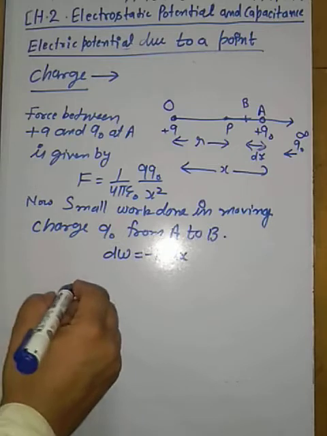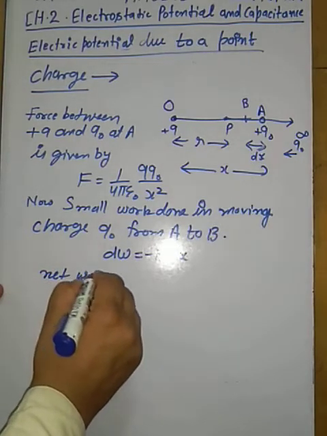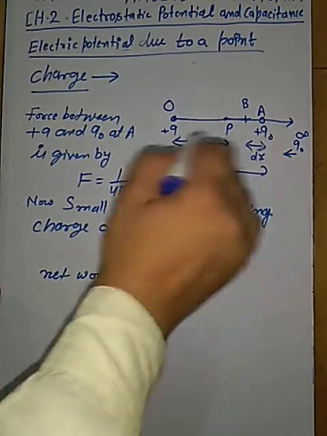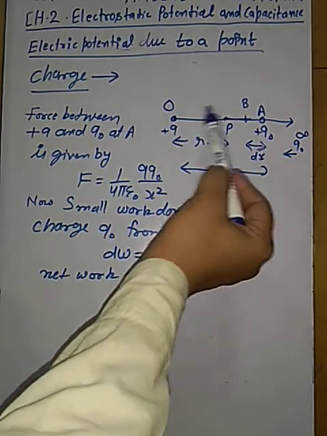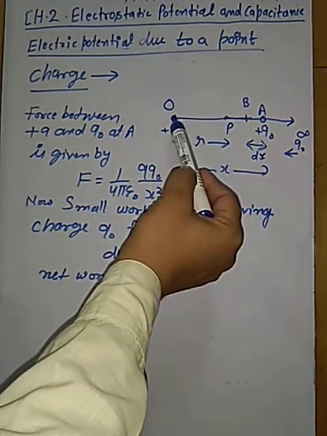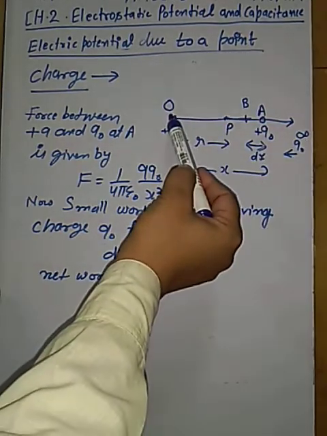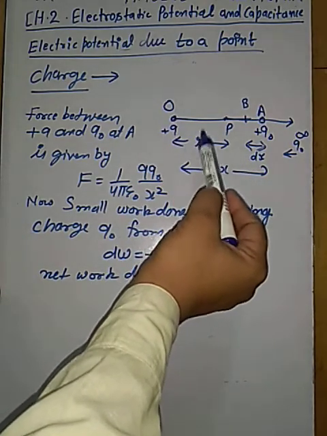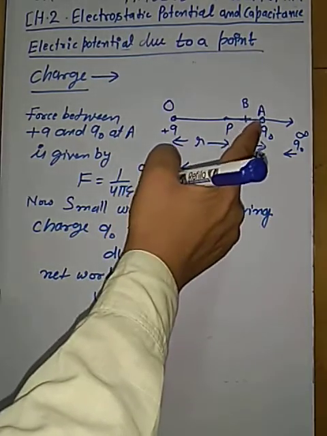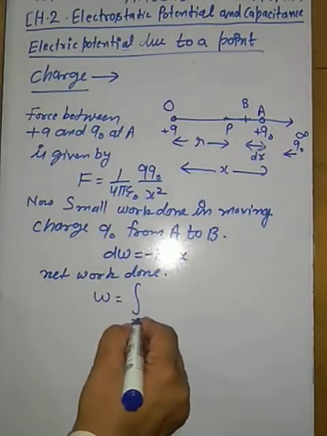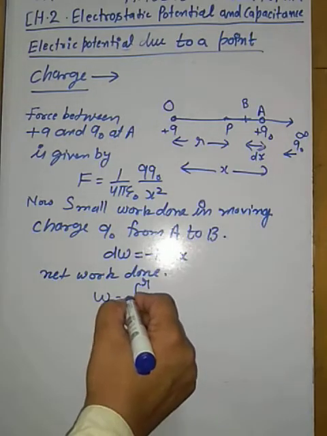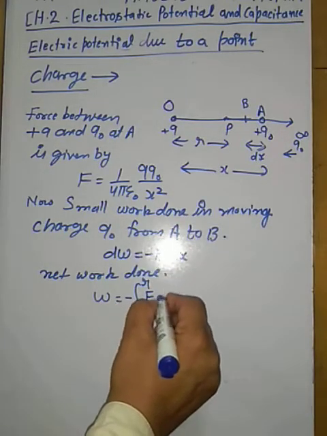Now the net work done. From where we wish to put the charge: initially the charge is at infinity and finally we want that test charge to be at point P, at a distance r from the source charge. That means we wish to calculate the work done in moving the charge from infinity to r. The integral is the sum from infinity to r, and the minus may be taken out, F dx.